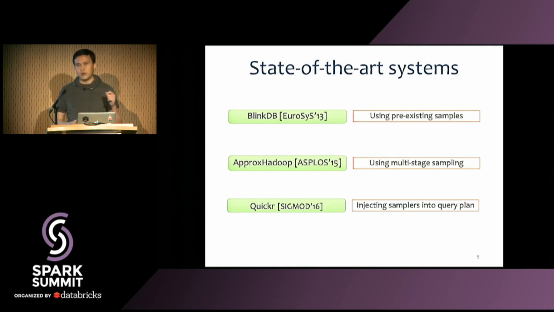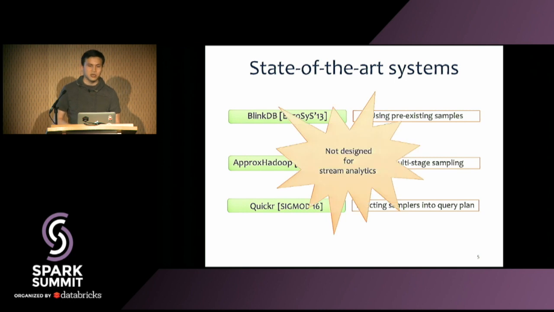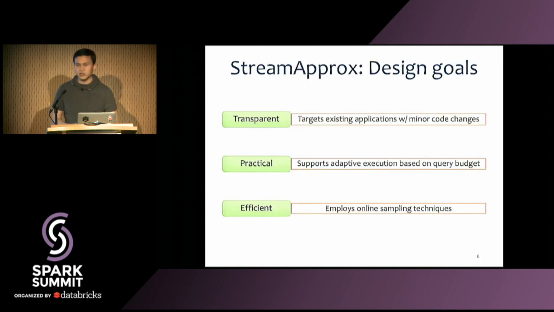So they add a sampling operator in the query plan, perform optimization over the query plan, execute the query based on the query plan, and provide an approximate result. In general, systems based on sampling work fine for many applications. However, they are targeted only at batch processing, and none of them is designed for stream processing. And this actually motivated us to build our system, StreamApprox, for approximate computing for stream analytics.